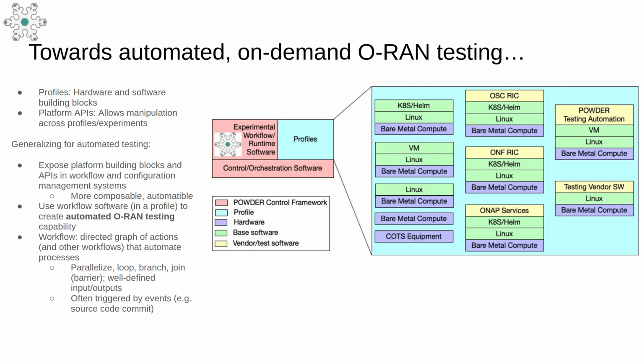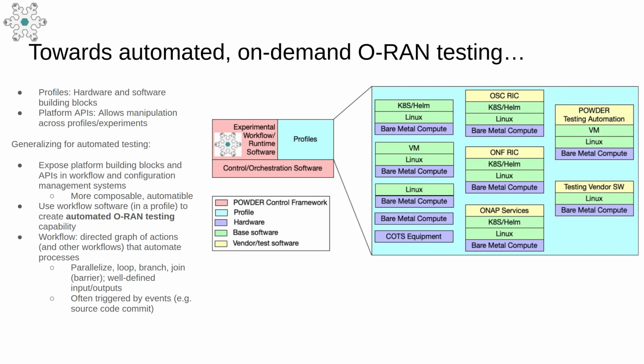So how can we generalize this and make it more powerful for automated testing? What we've chosen to do so far is expose our building blocks and our API interfaces in both workflow and configuration management systems. And we believe this is going to encourage better composition and reuse and increase the automatability of these complex test scenarios.